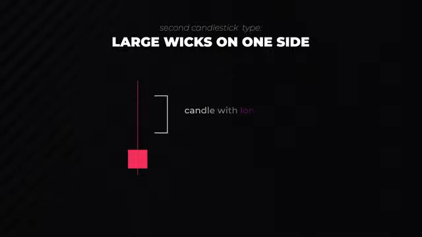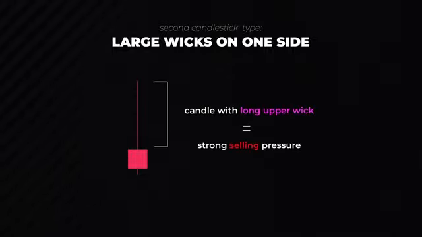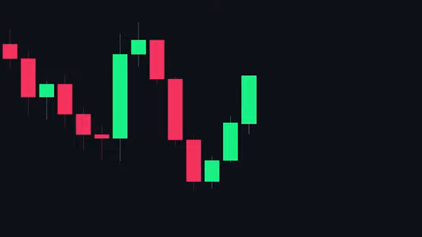For the complete opposite, a candle with a long wick on the upper side indicates strong selling pressure. This is because for the wick to be long on the upper side, the price must have moved up significantly at one point, reaching a high level. However, before the candle closed, sellers managed to reject this upward move and push the price back down considerably. This is why a long upper wick indicates strong selling pressure.